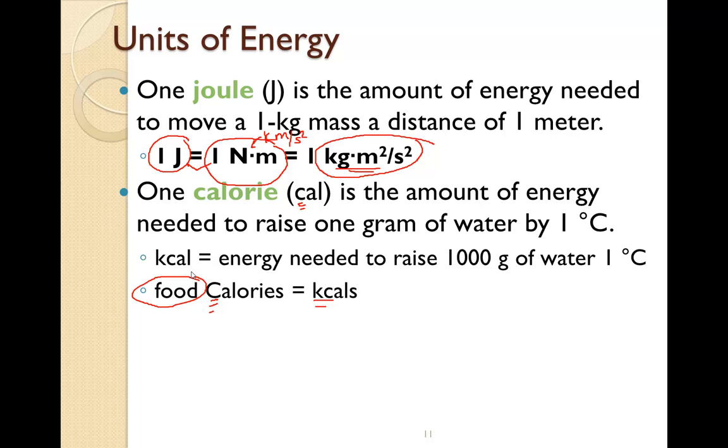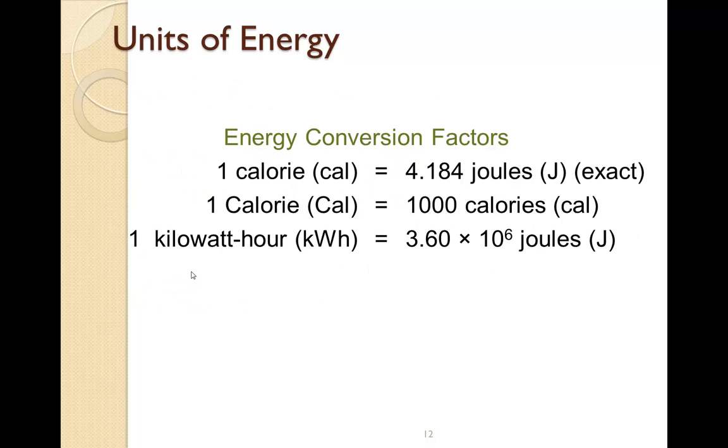So here are some conversion factors. 1 calorie is equal to 4.184 joules. 1 big C is equal to 1,000 calories, little c. 1 kilowatt hour is 3.6 times 10 to the 6 joules.